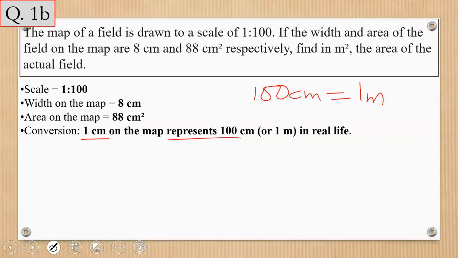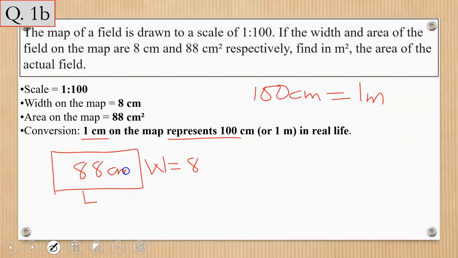And so what we have to do quickly is, let me just represent this by a diagram like this. We have our width over here, which the question gave us as 8 centimeters. We have our length, we don't know, but the area gives us 88 centimeters squared. Now, we all know that to find the area of a rectangle, it is length times width. Whilst area gives us 88, length we don't know, width gave us 8.